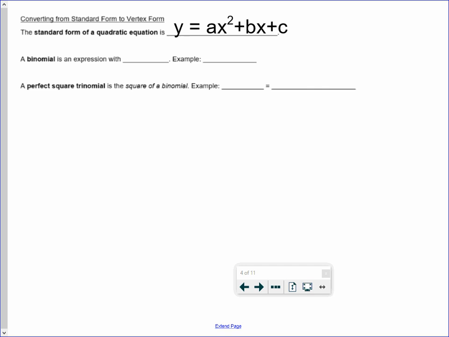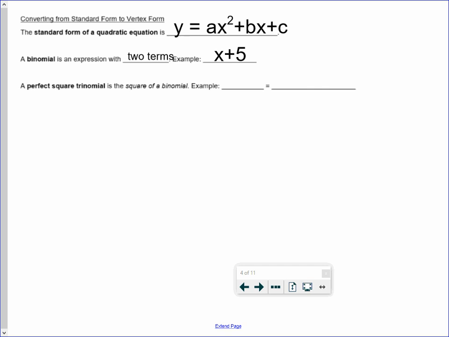Today we're going to be talking about converting from standard form to vertex form. The standard form of a quadratic equation is y equals ax squared plus bx plus c. A binomial is an expression with two terms. A good example is x plus 5. It's two distinct terms that cannot be added together as is. You can't add x and 5 together, so x plus 5 is a binomial.